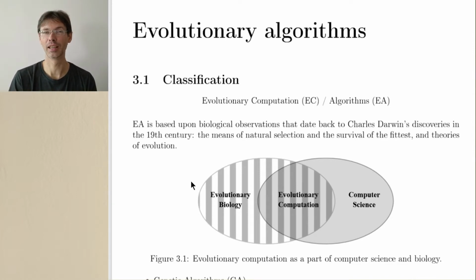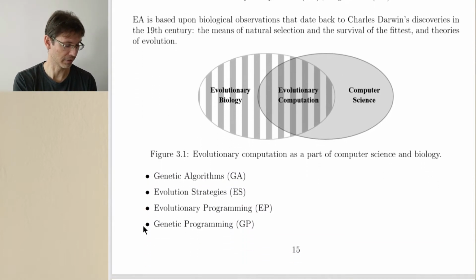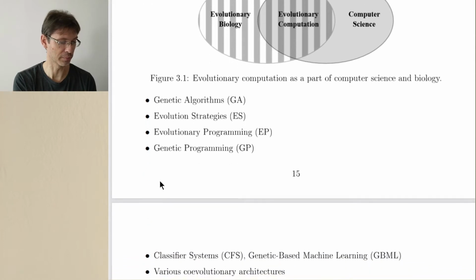Not necessarily. They could be mathematicians, for example, who had a completely different inspiration as to how to build and how to develop and what building blocks those algorithms should have. Anyway, within this evolutionary computation field, we have a number of specific algorithms: genetic algorithms, evolution strategies, evolutionary programming, genetic programming, classifier systems, and genetic-based machine learning. We will talk about the cognitive architecture here and later on as well. And various coevolutionary architectures we will not talk about in this class.